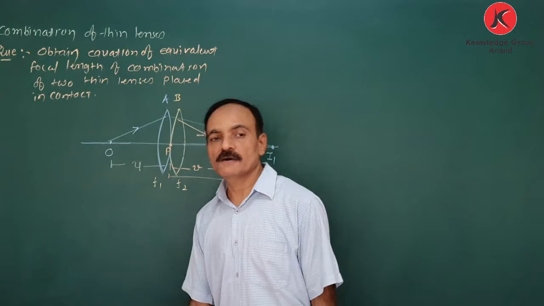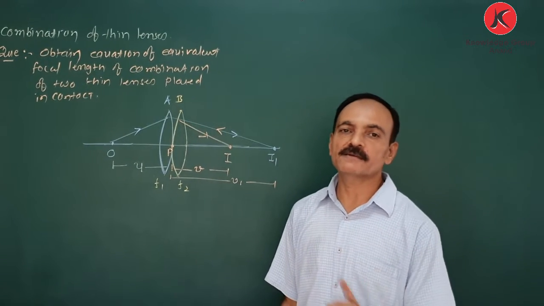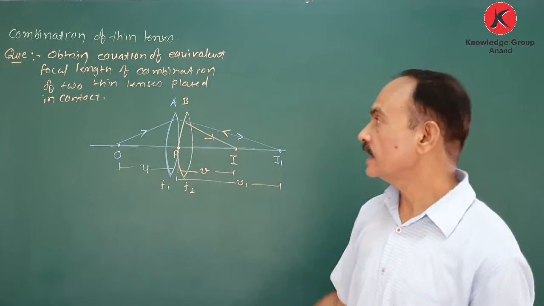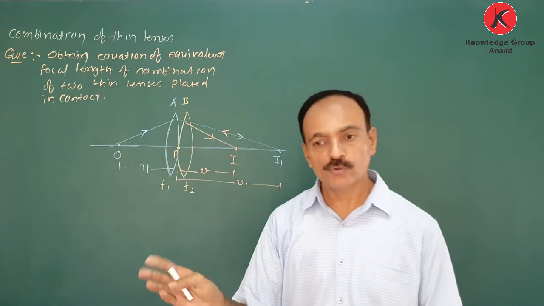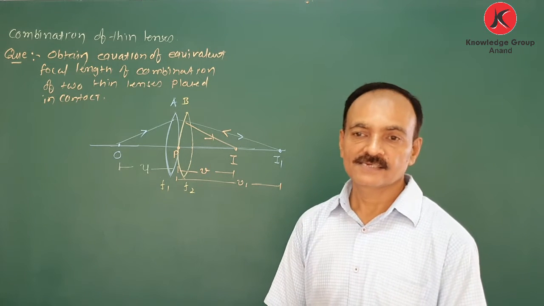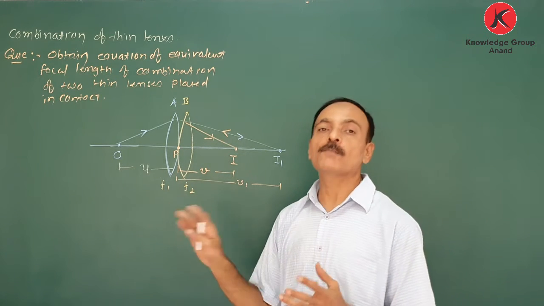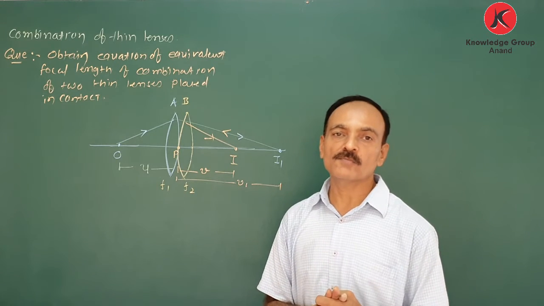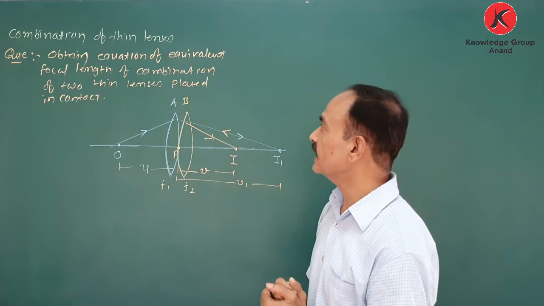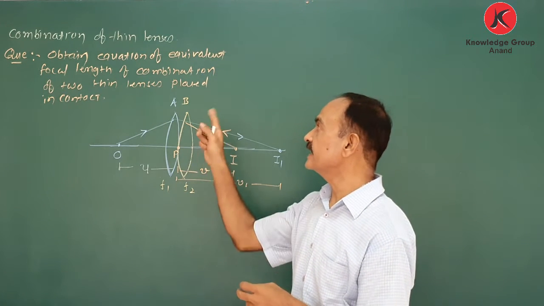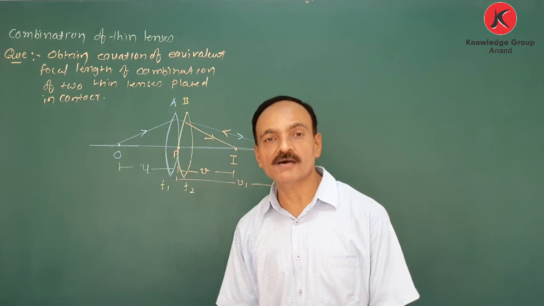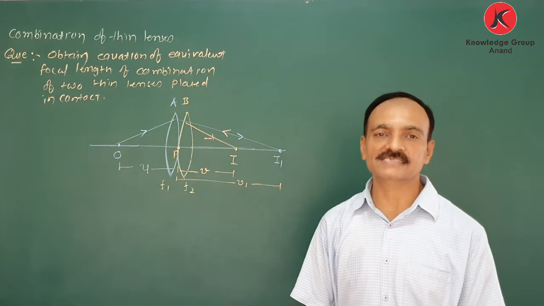Now, after discussion of the power, P is equal to 1 upon f, there is the relation between the power and focal length. What is the equivalent focal length if two or more than two lenses are used in combination? So, what is the equivalent equation of focal length for the combination of more than two lenses? At that time, to obtain the equation of equivalent focal length of combination of two thin lenses placed in contact with each other, what is the equivalent power, what is the focal length, and what is the magnification?